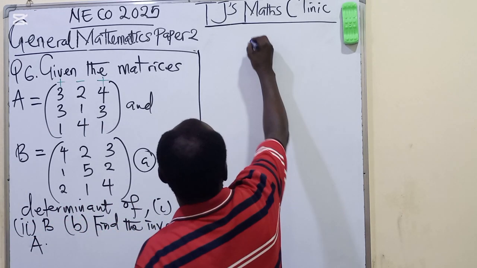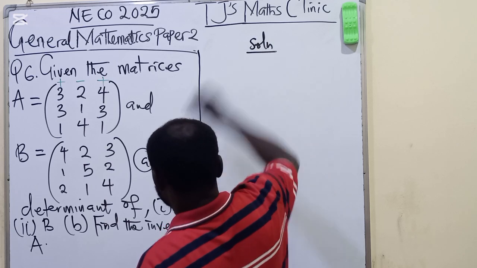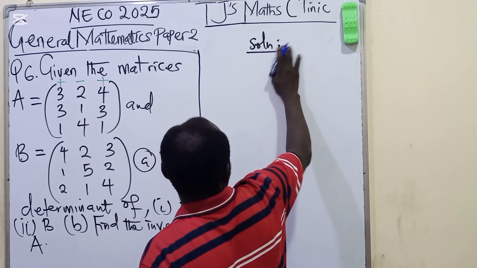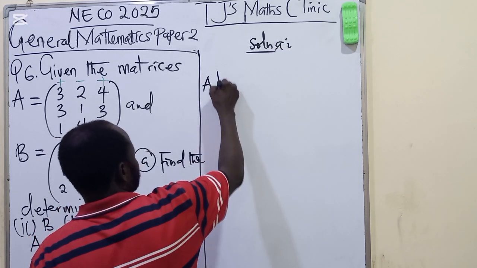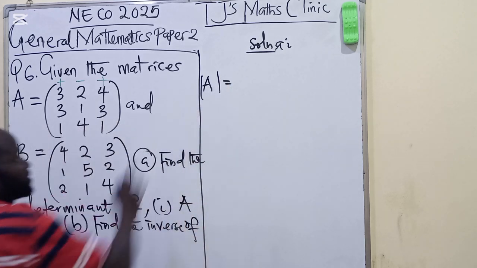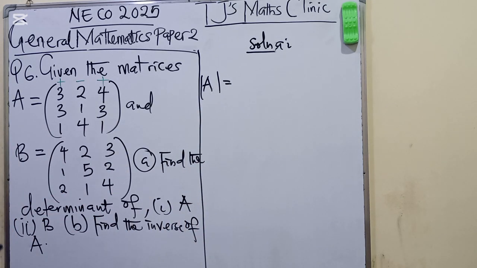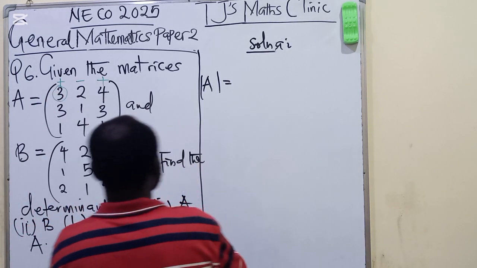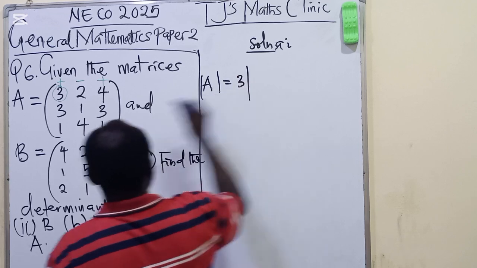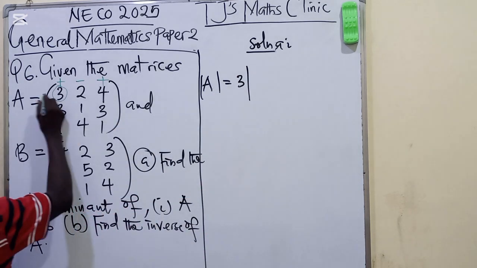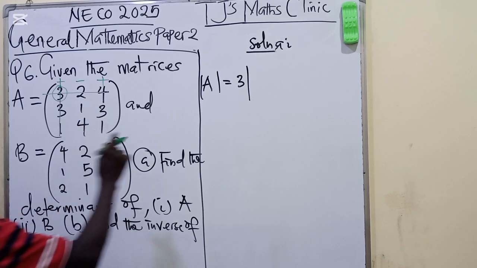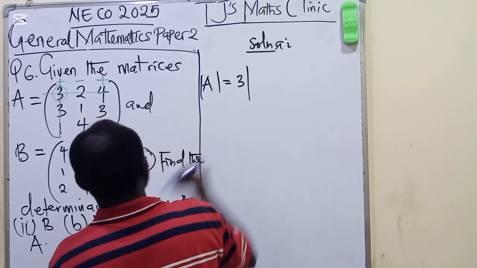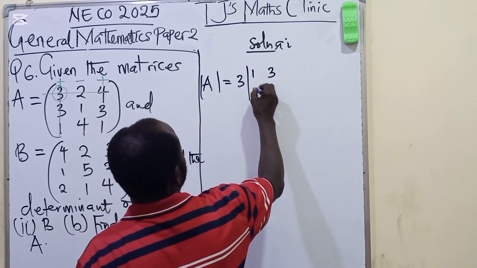Let's write down the solution to Roman numeral 1 under A. The determinant of A will be equal to, this is the sign for determinant of A, we pick the first element here, which is 3. We close this first row with the corresponding column here. Then we pick the leftover elements, which are 1, 3, 4, 1.